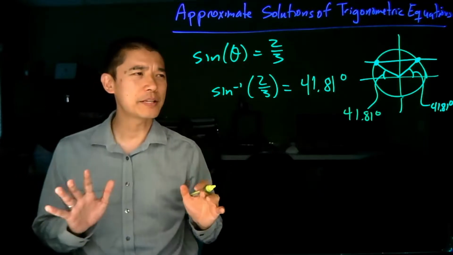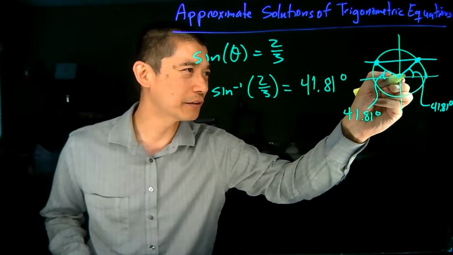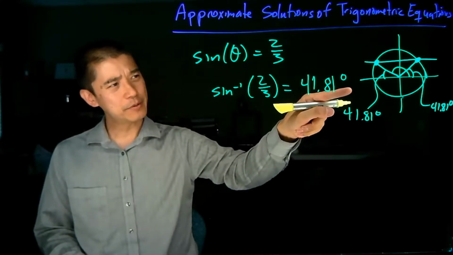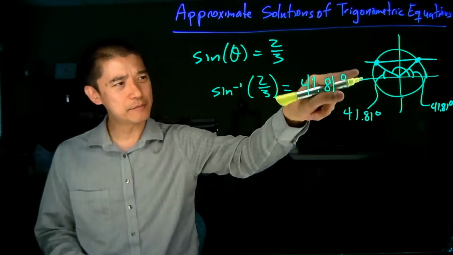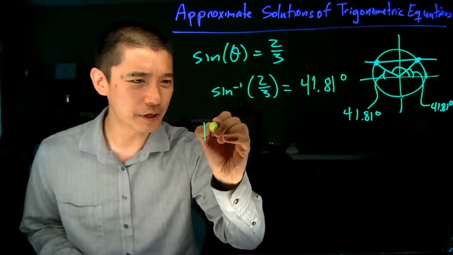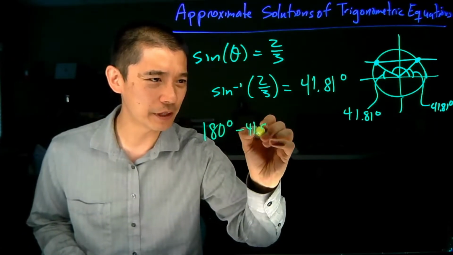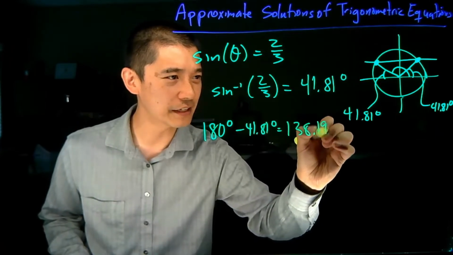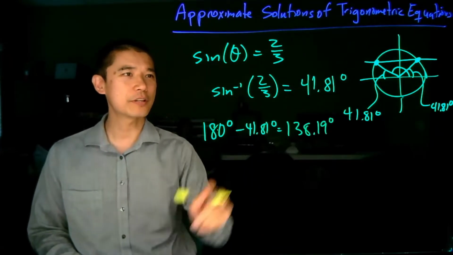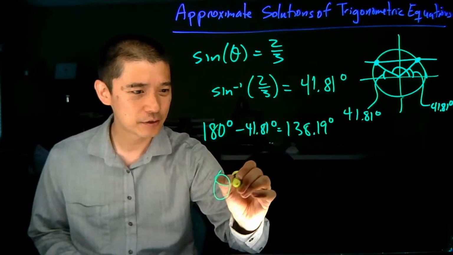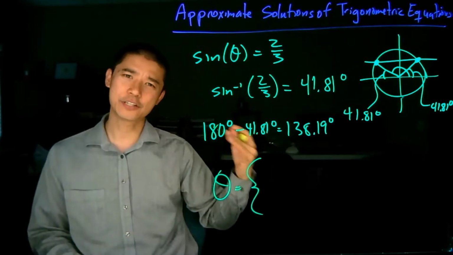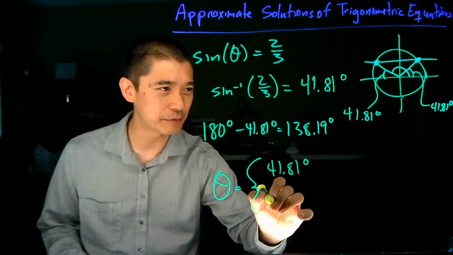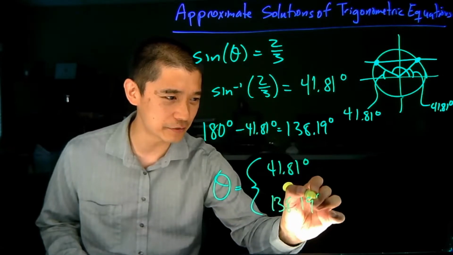What does that tell us about the actual solution angle? The solution angle is going to be this one right there. If we think about the picture, that's going to be 180 minus 41.81. So we do 180 degrees minus 41.81 degrees, and that gives us 138.19 degrees. So we have two solutions for theta, just as we did before: a 41.81 degree solution, and a 138.19 degree solution.